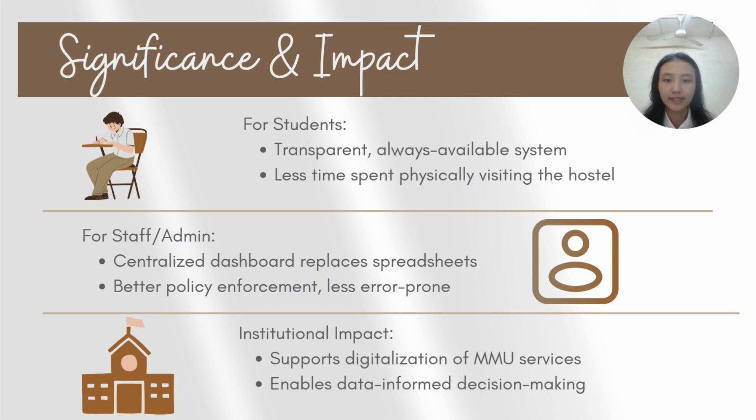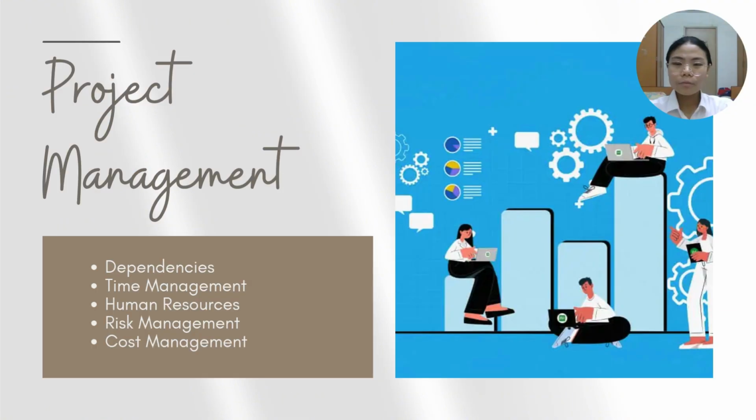For staff and admin, the system provides a centralized dashboard to review applications, manage room allocation, track payments, and see real-time data. Staff have a better tool to manage hostel operations with fewer errors and less paperwork. And for MMU as a whole, it's a step forward in digitalizing campus services and making data-driven decisions to improve the student experience. Our project management focuses on 5 main areas: dependencies, time, human resource, risk, and cost management.